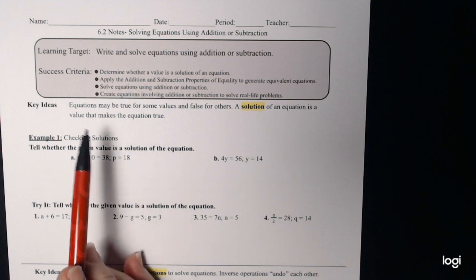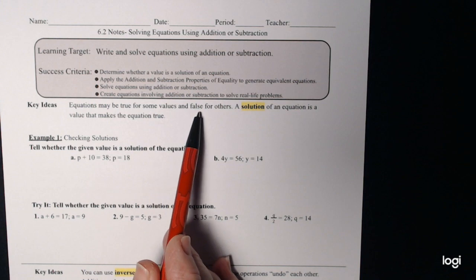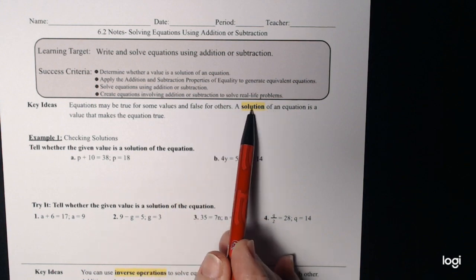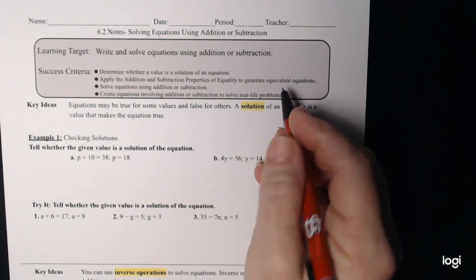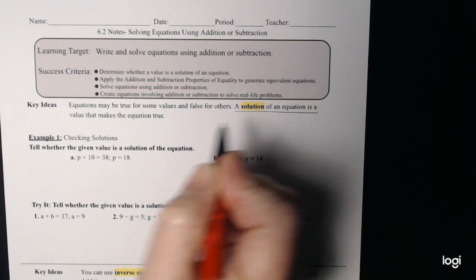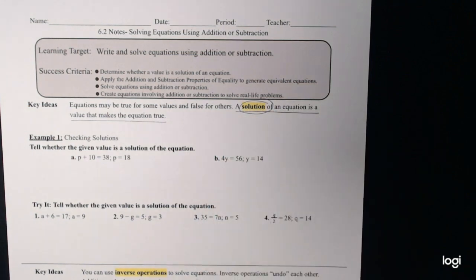So today, the key idea is equations may be true for some values and false for others. A solution of an equation is a value that makes the equation true. So take your highlighter, your pencil, and underline that and circle this word solution, because that's an important word we need to know. The solution is what makes this equation true. So let me give you an example.